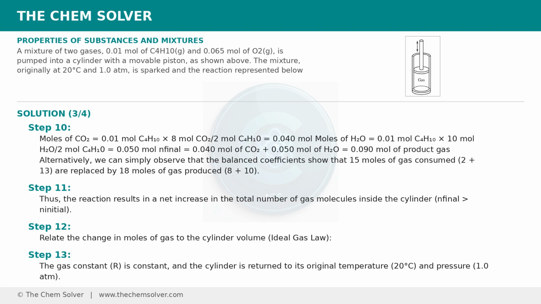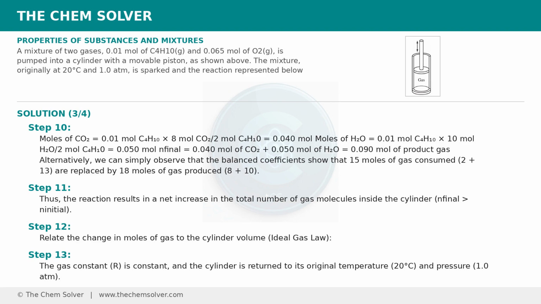Moles of CO2 is equal to 0.01 moles C4H10 times 8 moles CO2 over 2 moles C4H10, which is equal to 0.040 moles. Moles of H2O equals 0.01 moles C4H10 times 10 moles H2O over 2 moles C4H10, which is equal to 0.050 moles. n final equals 0.040 moles of CO2 plus 0.050 moles of H2O, which equals 0.090 moles of product gas.